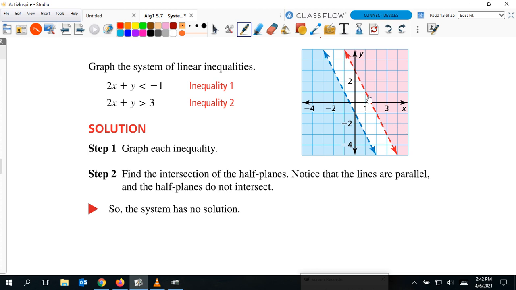Now if it was the other way around, if these inequalities were switched and maybe the red is going this way, the blue is going this way, then the in-between part here would be the solution part. So you might have a purple part in between these two lines if the shading was going to go the other direction. But the way it is here, there's no shaded overlapping region, so there's no solution.